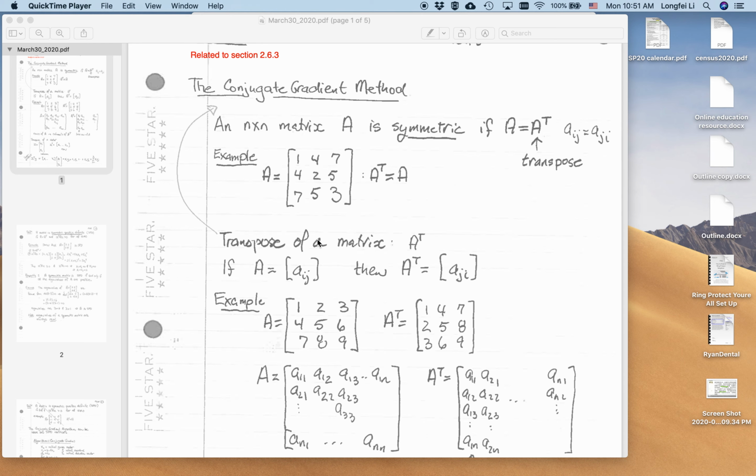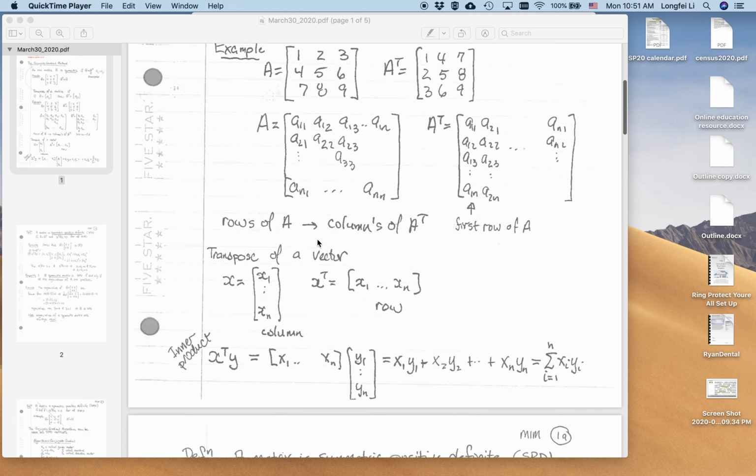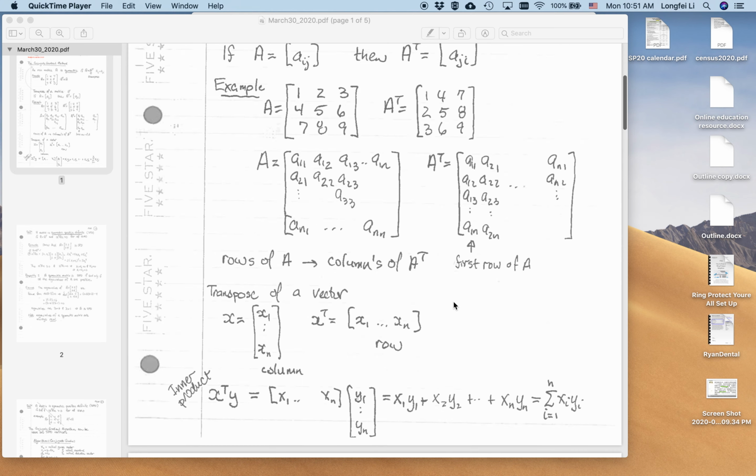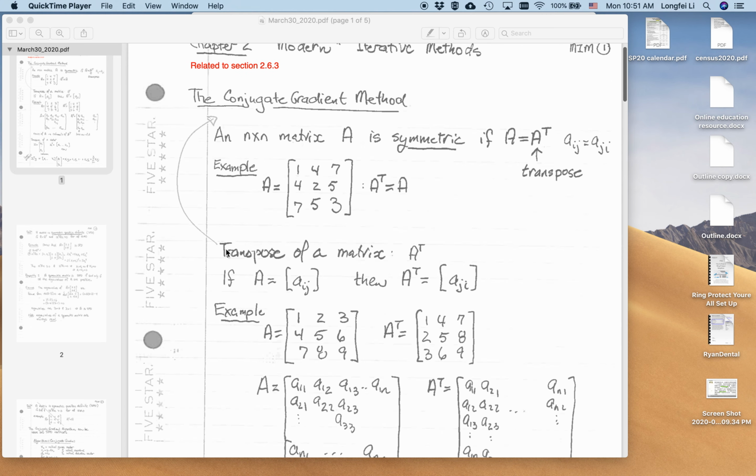the symmetric positive definite matrix. But before we do that, let's consider the transpose of a matrix. If a matrix A is given by Aij, where i is the row number and j is the column number, and we switch the i and j, we get another matrix where j becomes the row number and i becomes the column number. This is called the transpose of a matrix.